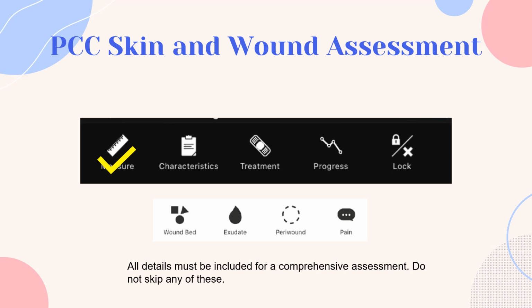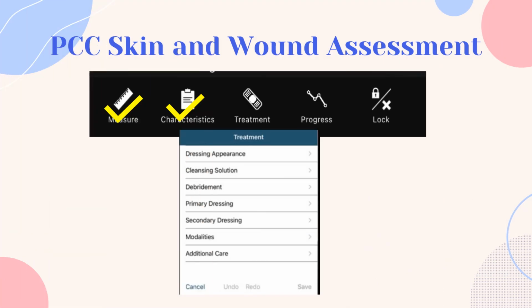Continue to enter your assessment details using the options at the bottom of the screen. Start with Characteristics. Here you will document your description of the wound bed, exudate, peri-wound, and pain. Do not skip over any of these. All details must be included for a comprehensive assessment. When all the details are entered, tap the right pointing arrow to proceed. Next, enter the treatment information.